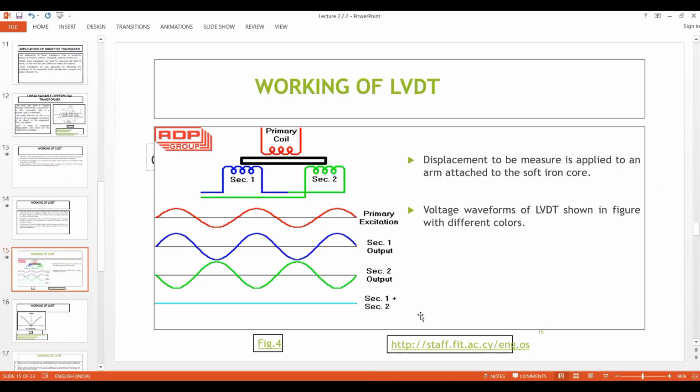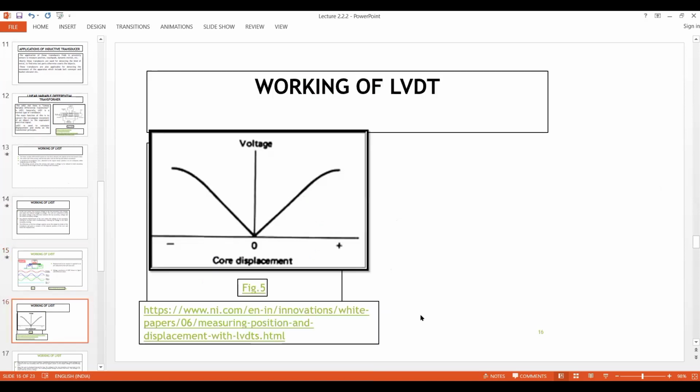So this is the best example. You can check out this primary and secondary coil placed over there. I took this from the RDP group. You can see the voltage waveforms of the LVDT shown over there. This is the working of the LVDT. Again, I took it from the core displacement. This kind of graph we obtain in the case of core displacement from positive to negative, negative to positive.